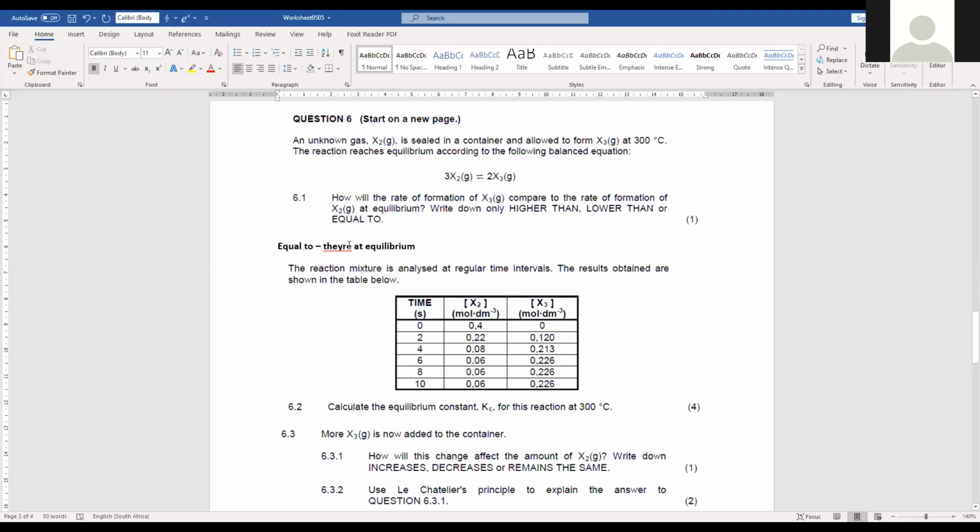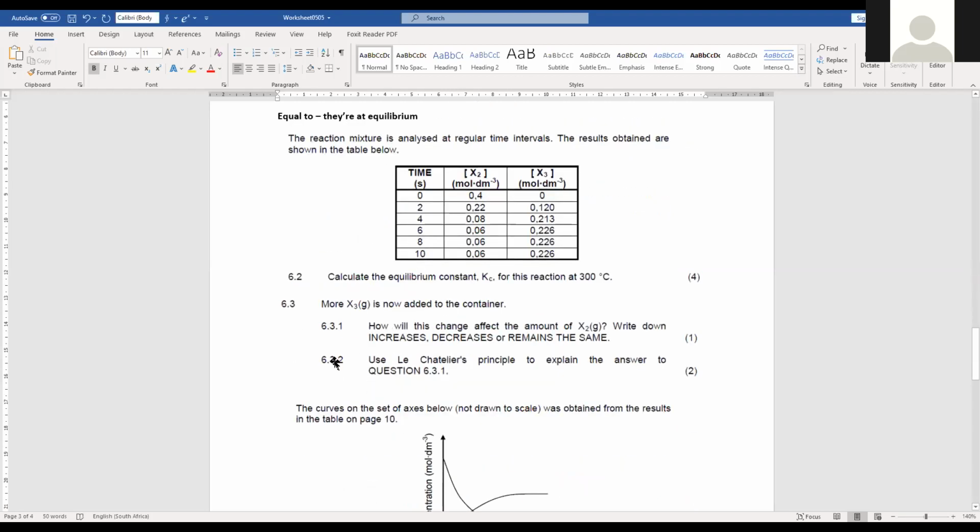Okay, and then this is the difficult one. They tell you the reaction mixture is analyzed at regular time intervals. The results obtained are shown in the table below. And then they give you these results and they ask you to calculate the Kc value.